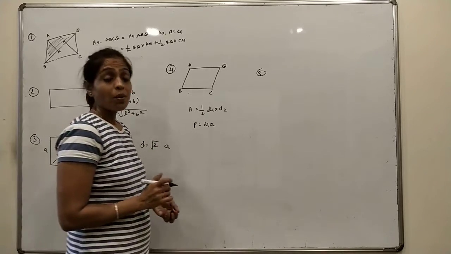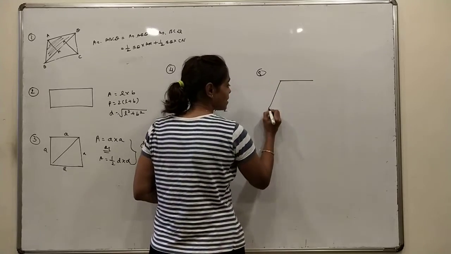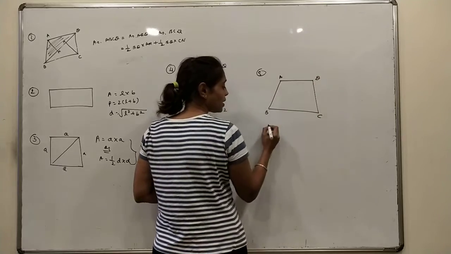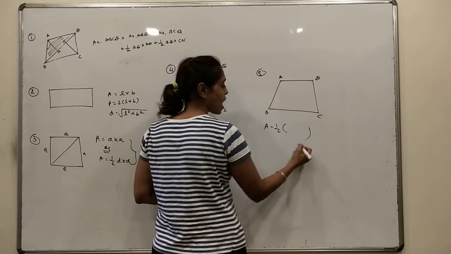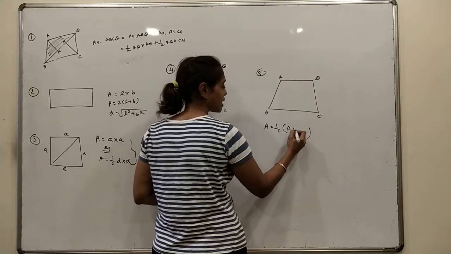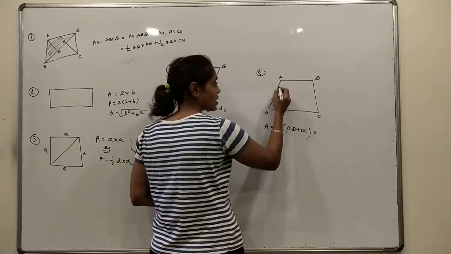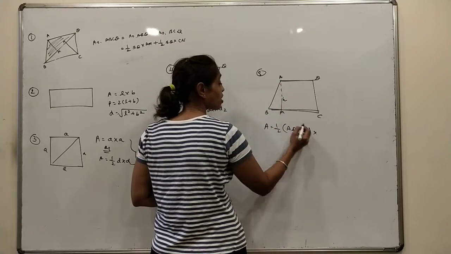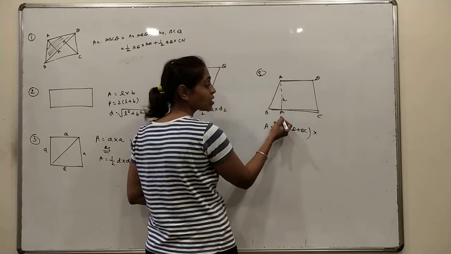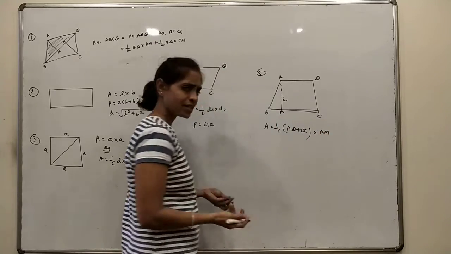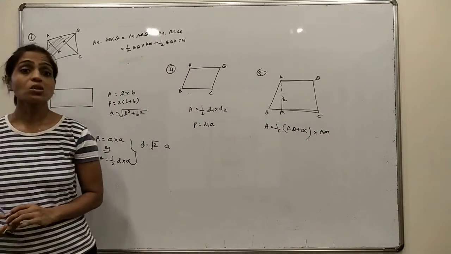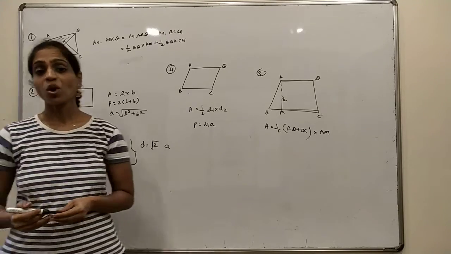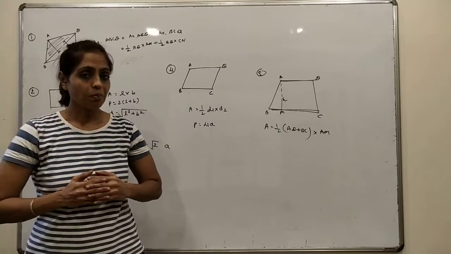Okay. Now number 5, if it is a trapezium ABCD, then its area is equal to 1/2 of the sum of parallel sides, AD plus BC, into the distance between them, H, or if AM is the height, the distance between them. This is all about the formulas we will use in the next section of this chapter, area and perimeter.